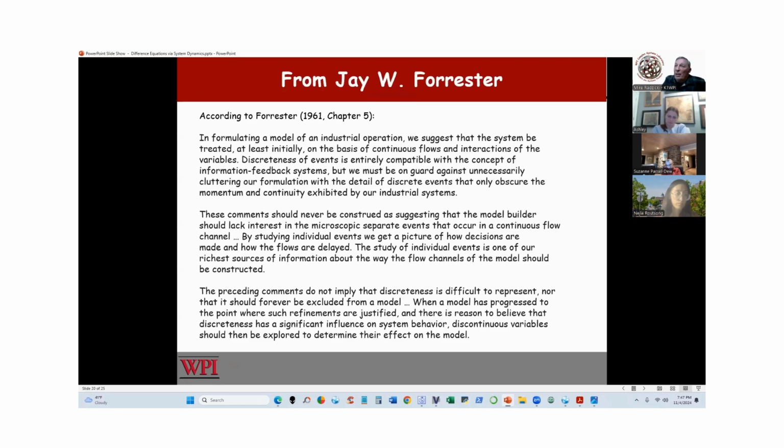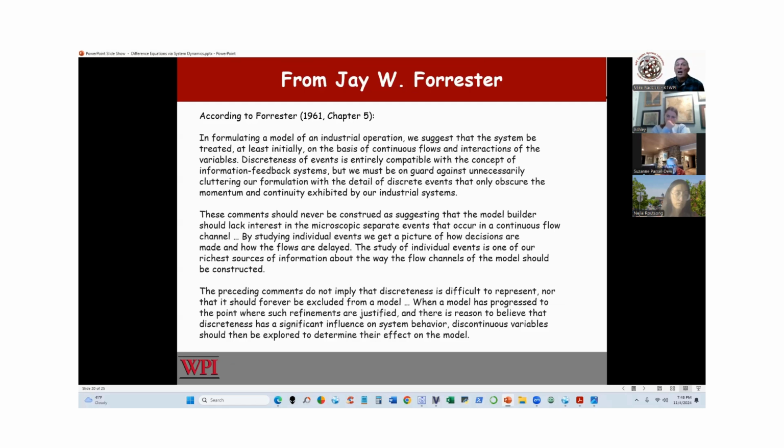Now, what does Jay say about this area? Well, we go back to Industrial Dynamics, which is to this day still the original Bible of system dynamics, right? And Forrester wrote about this. He says, "In formulating a model of an industrial operation, we suggest that the system be treated, at least initially, on the basis of continuous flows and interactions of the variables.